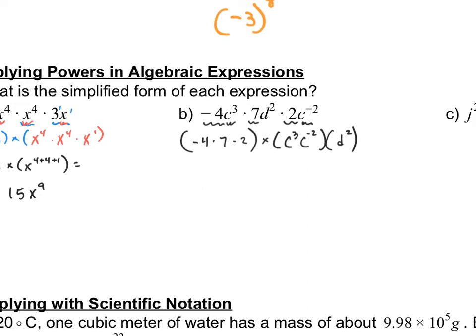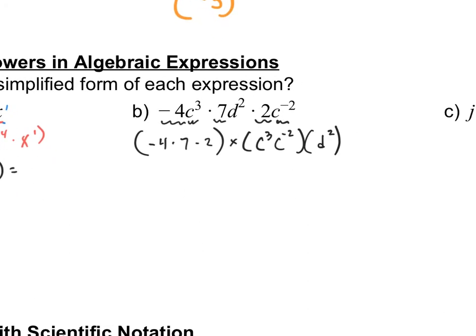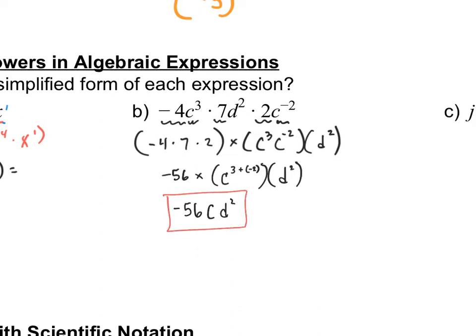So let's go ahead and do what we can do. That is a times multiplication sign. We'll make sure it didn't look like a subtraction. So it turns out I have -56 times c to the 3rd plus c to the -2 times d to the 2nd. And then I have -56 times c to the 1st times d to the 2nd. So there you go. We have simplified that expression as much as possible.